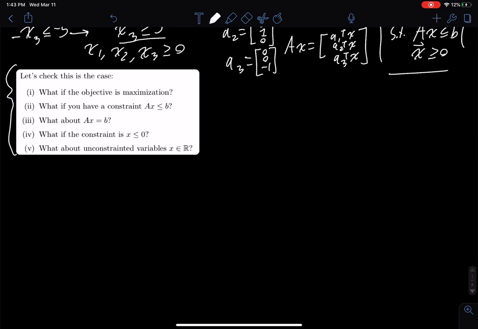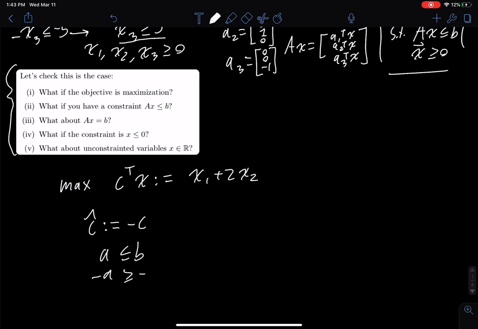Let's say that as above, we're trying to maximize C transpose X. Let's even write out some specific values. We'll work with only two variables now. We'll just say that this is equal to x1 plus 2x2. How do we write this as a minimization? Well, we can just do a change of variables, where we define C hat to be equal to -C. Because, as you know with inequalities, if A is less than or equal to B, then -A is greater than or equal to -B. Flipping sign also flips the direction of inequalities.